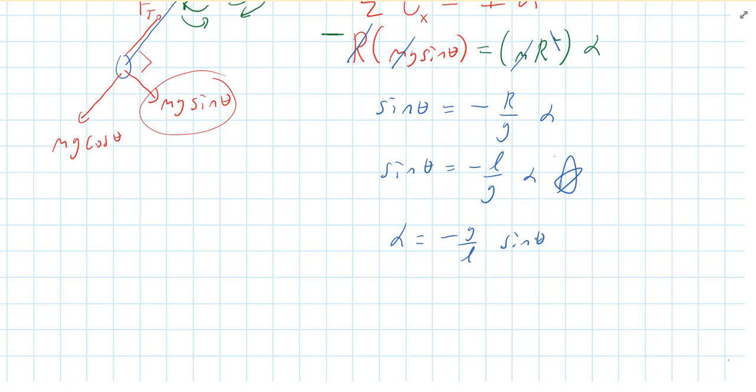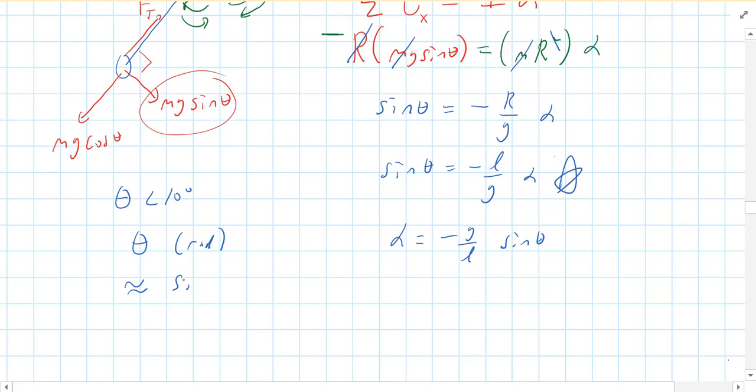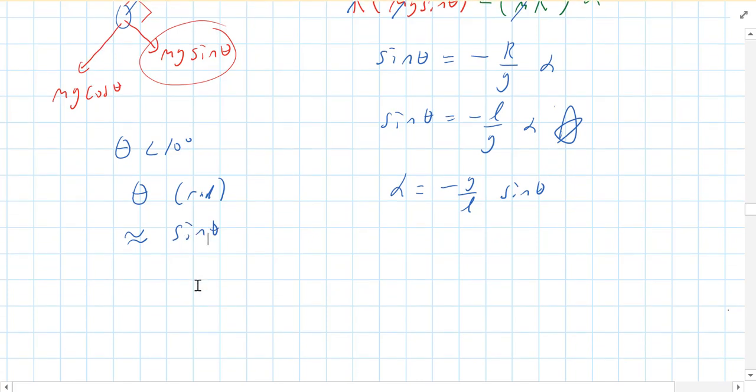Well, it turns out we're going to do some math trickery. Okay, it turns out for small angles, and we'll define small angles as less than 10 degrees, the angle in radians is roughly equal to the sine of the angle. So for instance, let's try 10 degrees. And I encourage you to grab your calculator right now and try this out, okay?